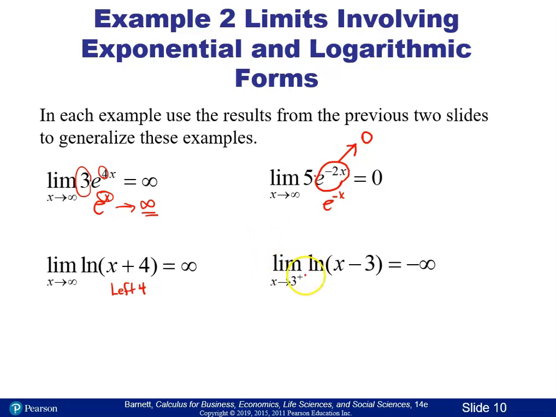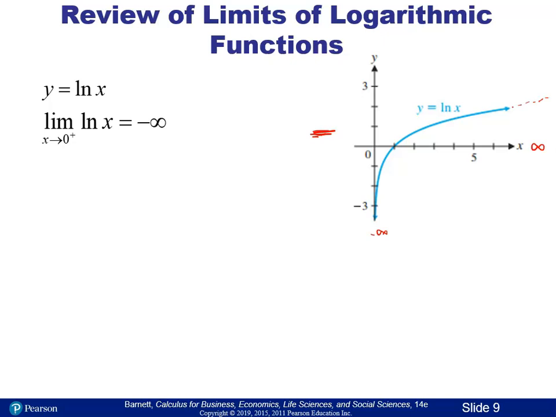And the same thing here, if we're approaching 3 from the positive side, let's look back at this example here. Okay, so if we're approaching 3 from the positive side, the one we were looking at had been shifted.